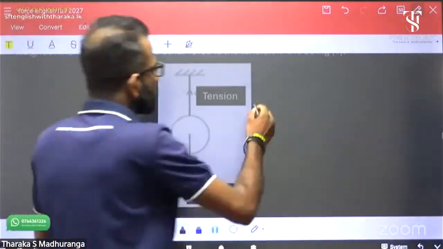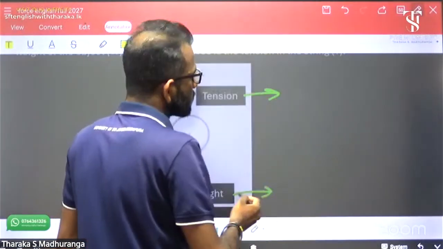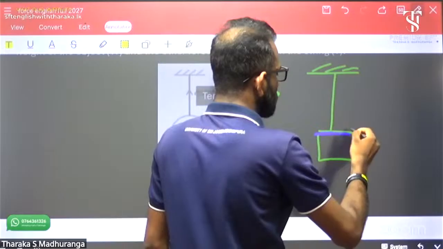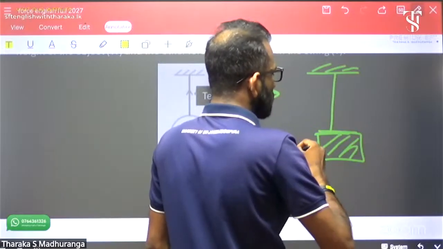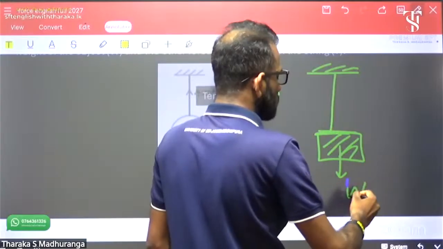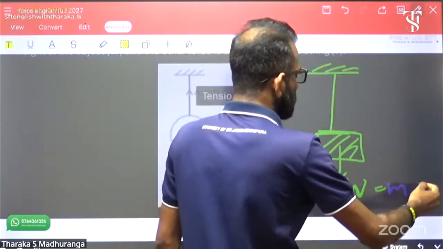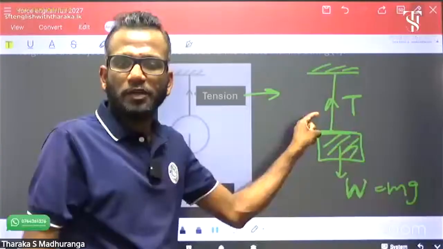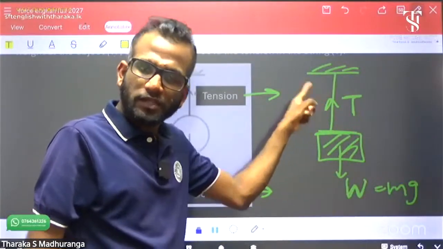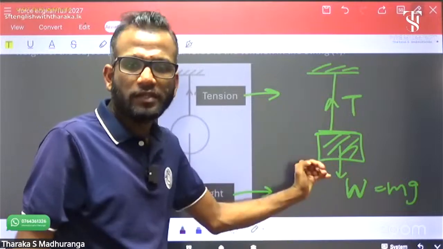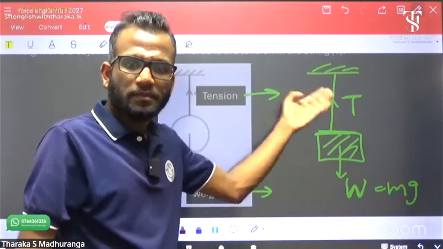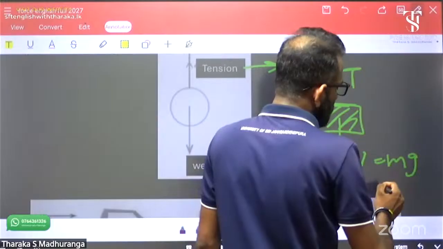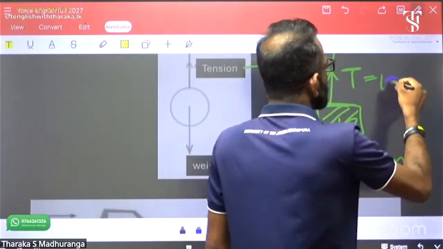Okay, now the example: tension and weight. This is an object hanging by a string. Now this is the weight of the object, mg. Weight equals mg. This is the tension of the string. I told you it is an auto-adjustable force. Tension equals the weight. When we increase the weight, the tension adjusts, getting the same value. Therefore, if the weight is 10 Newton, the tension equals 10 Newton.